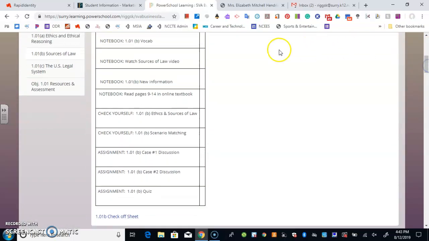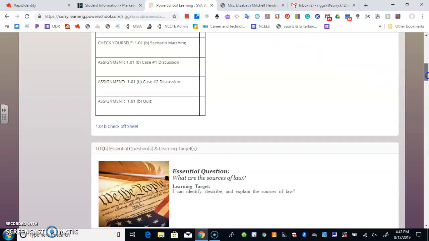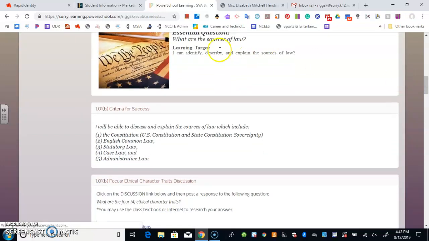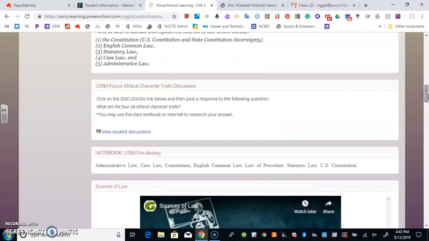And here you see there's a little bit more involved as we start getting into it. Here's your essential question, your learning target, your criteria for success. That's your why you're learning it. And then I have a discussion for you. Discussions are very important because I expect you to give me good information on the discussions, and you are to comment on classmates' discussion. This is where we have our class talk, just like we were sitting in a classroom together. And this one is, click on the discussion below, post a response to the following questions.